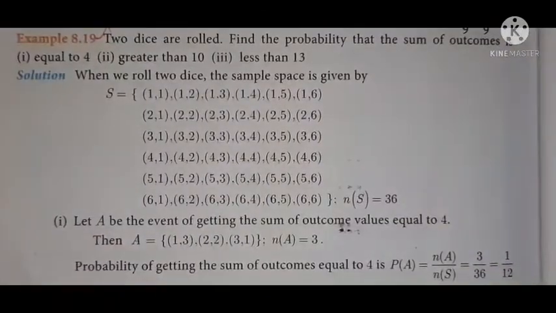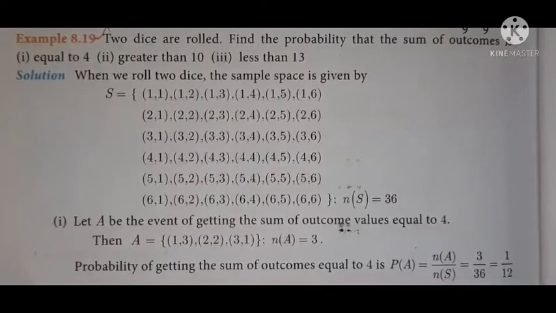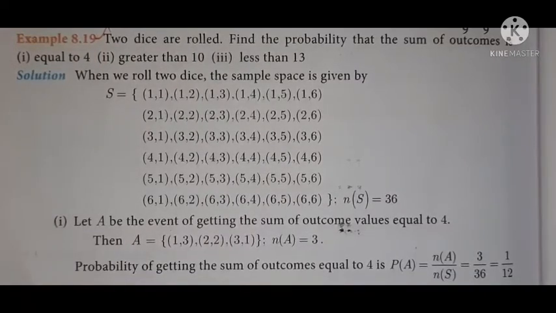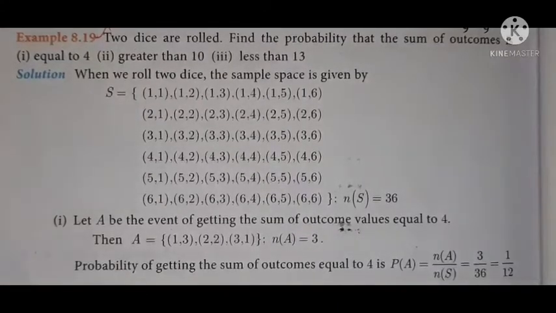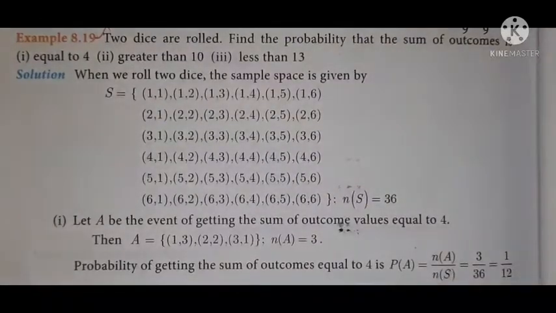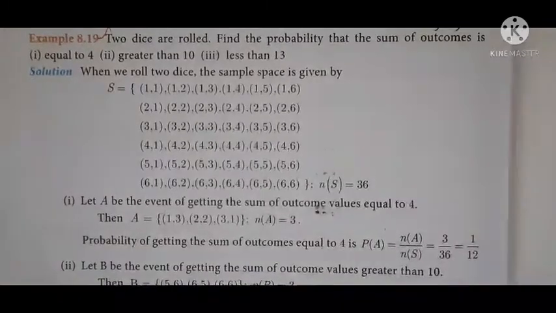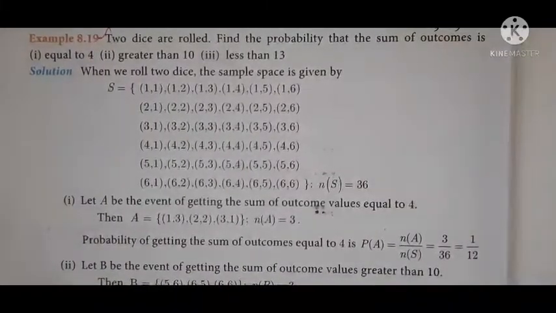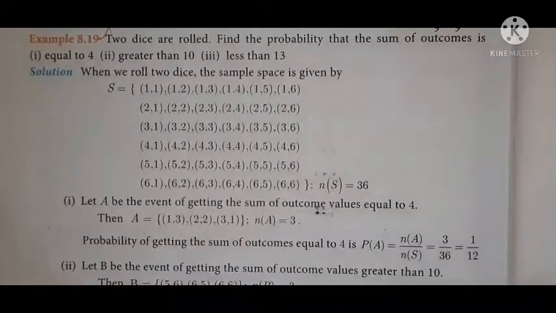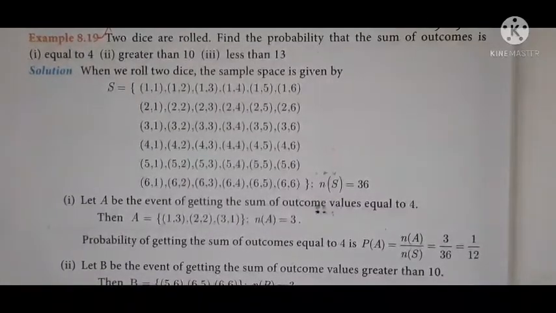Example number 8.19. 2 dice are rolled. Find the probability that the sum of outcome is, first one, equal to 4, second one, greater than 10, third one, less than 13. Here, 2 dice are rolled. Each die has 6 faces, so each die having 6 numbers. To find the probability of the sum of the outcomes. The first one is sum of the outcomes equal to 4. The second one is sum of the outcomes greater than 10. The third one is sum of the outcomes less than 13.